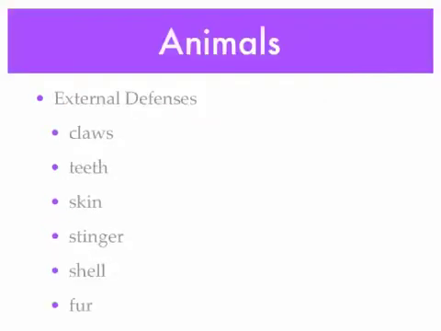We're going to start with animals. This is a very limited list of the number of external defenses that animals have. I'm sure that you could add to this. So some of them are claws, teeth, skin, stingers, like on a bee, a shell, like a turtle, or any sort of clam or mussel or oyster, and any sort of insect. Also fur.